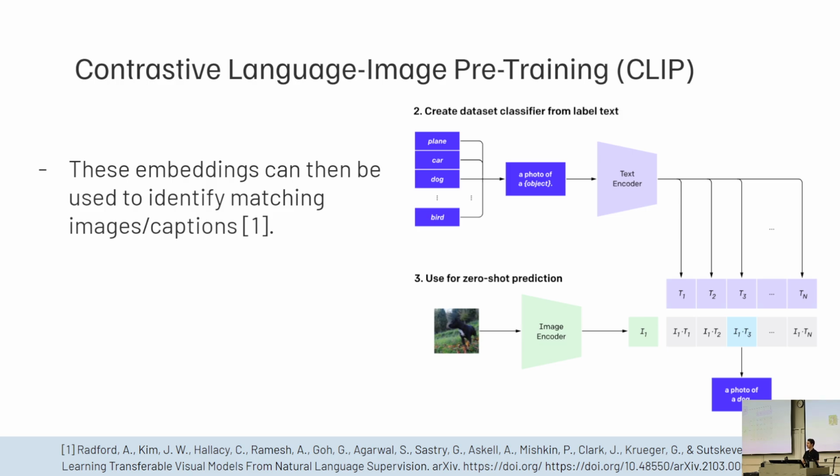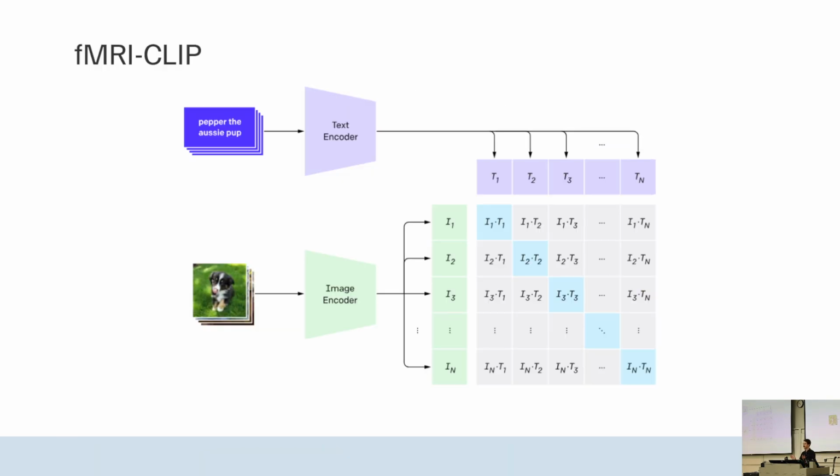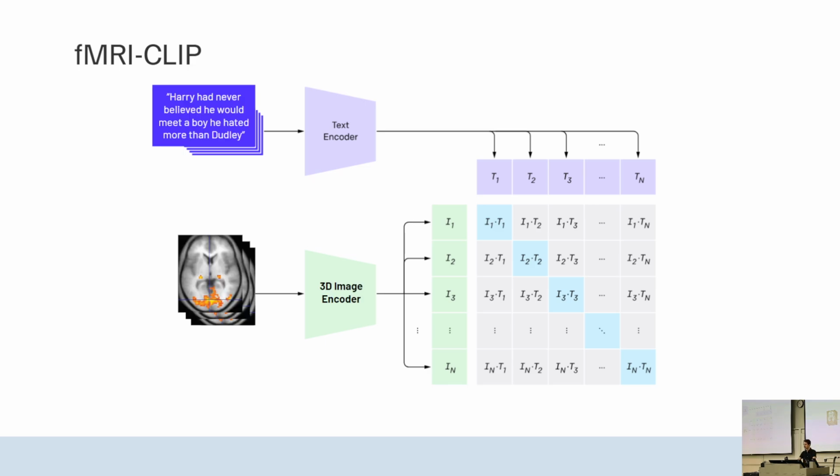So what we wanted to do was take the CLIP architecture, which is trained on images and text, and change it so that it would instead be trained on this Harry Potter text that we had and these 3D fMRI scans. Then we could predict what text someone is reading just based on their fMRI scan, and we would also be able to predict what the fMRI scan looks like of someone reading some given text.